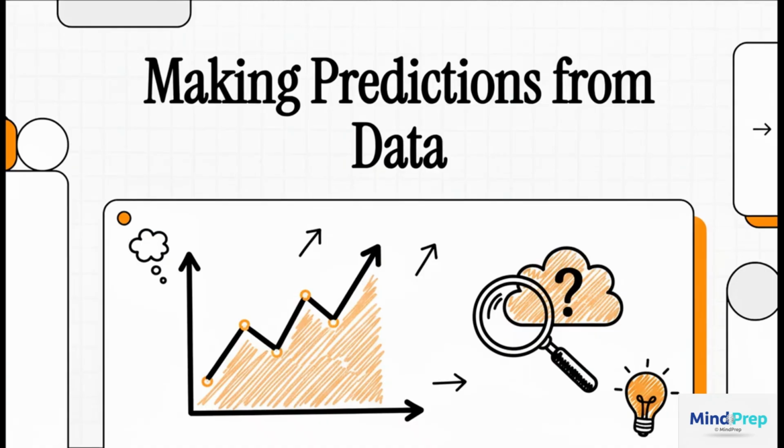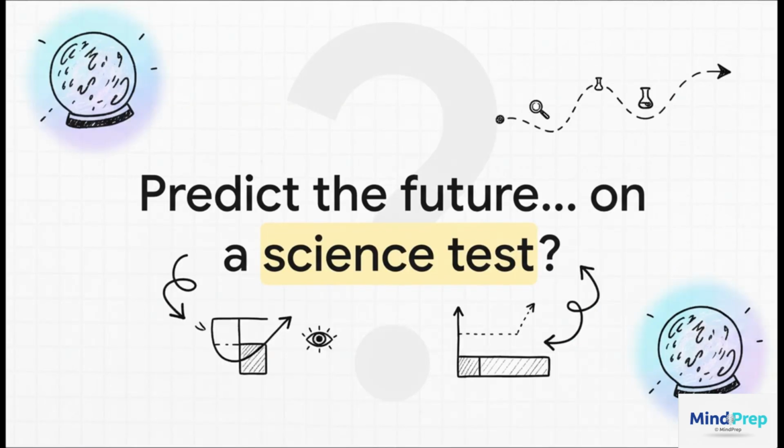All right, let's talk about a skill that honestly feels like a superpower on the ACT science test. Looking at a bunch of data and predicting what's going to happen next. I know, it sounds pretty intense, right? Like you need some kind of crystal ball. But trust me, by the time we're done here, you'll see it's not about magic. It's really just about logic and learning to see the story that the numbers are trying to tell you.